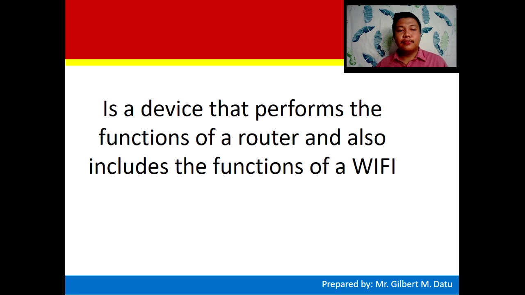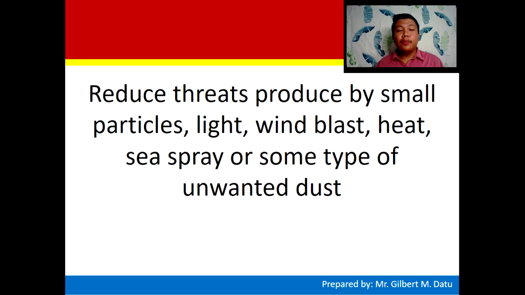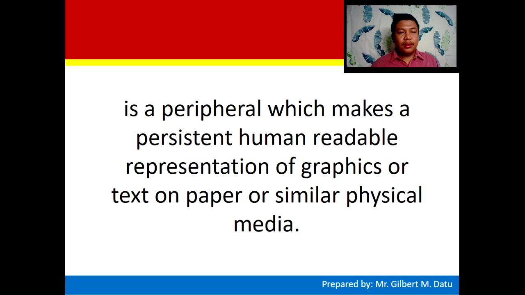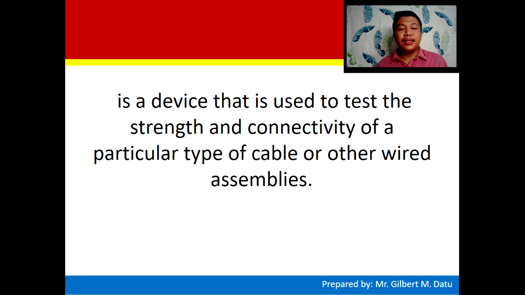Write down. Next, reduce threat produced by small particles, light, wind, blast, heat, and spray or unwanted dust para hindi malagyan ng dust yung ating mata. Ano dapat susuot natin? Next, it's a peripheral which makes a persistent human-readable representation of the graphics or text. Ito yung nagpo-produce ng text or graphic on a paper. Next, device that is used to test the strength and conductivity of a wire or the UTP cable. So, ito yung ginagawa natin pag-connect kung tama ba yung ginawa natin.